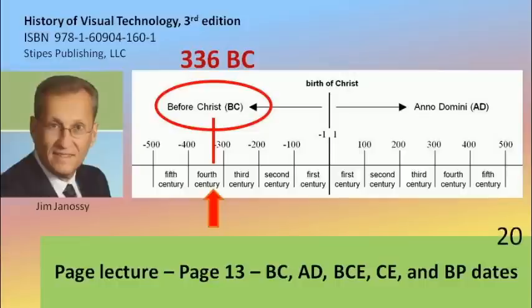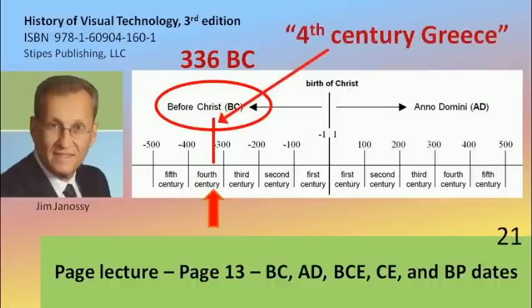Here's where things get a little bit complicated. We have a date 336 BC. So here we have the date 336 before Christ, 336 BC, the year in which Alexander the Great conquered the Persians in the final battle in the wars between the Greeks and the Persians, and the Greeks became ascendant in that area of the world. What century is it in? It's in the 4th century BC. Now you'll notice there's also a 4th century AD.